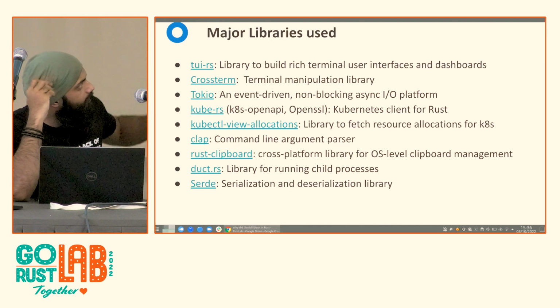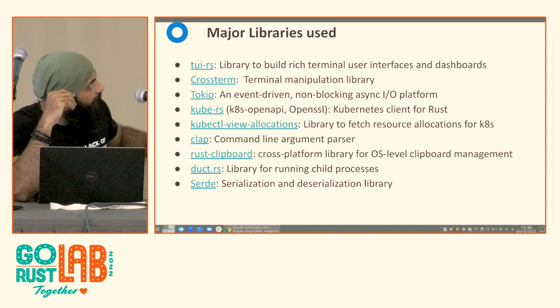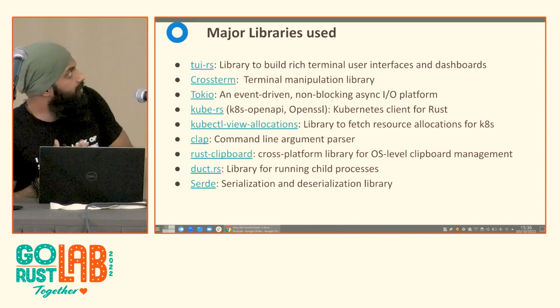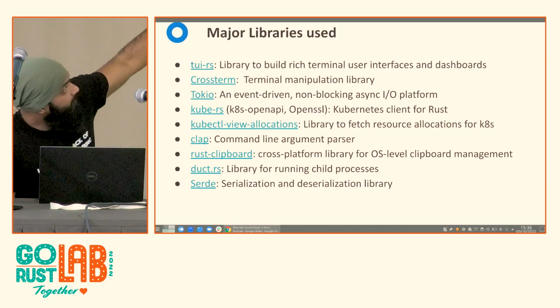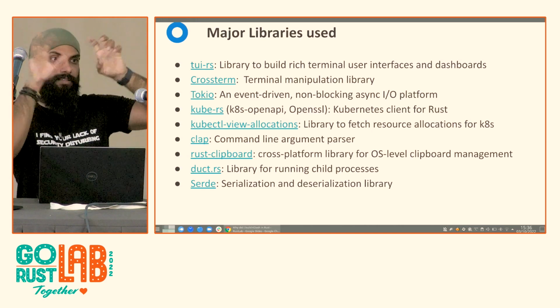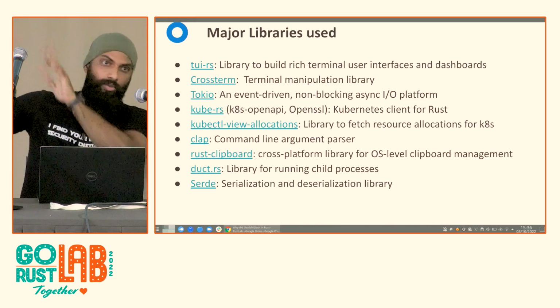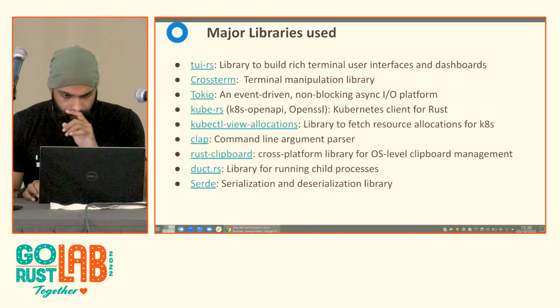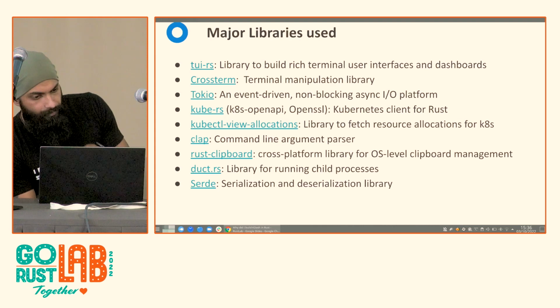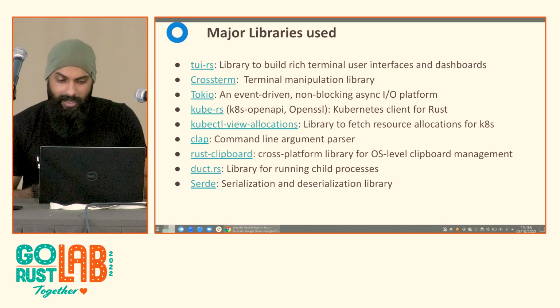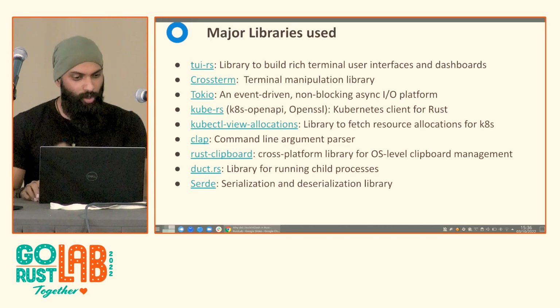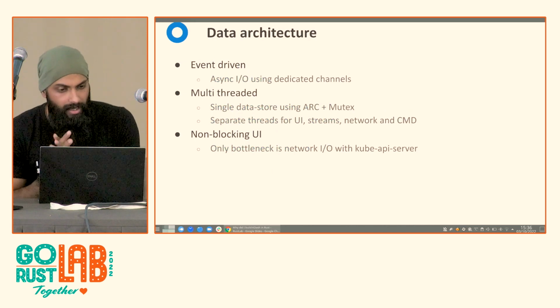And I use a few other smaller libraries for serialization, command line arguments and stuff like that. And kubectl-view-allocations if you want nice resource allocations as a standalone thing. I did have some trouble with the Rust clipboard library, especially on ARM architectures. I'll talk a little bit about those struggles.